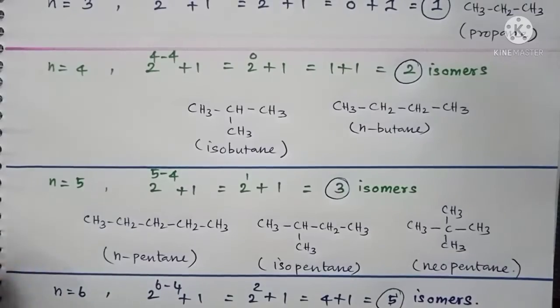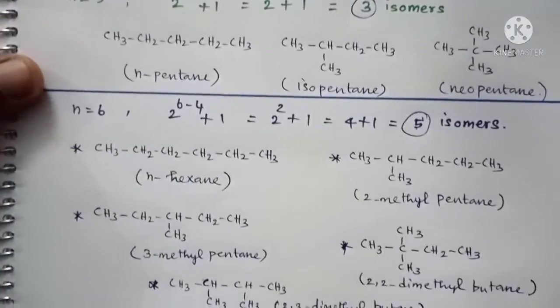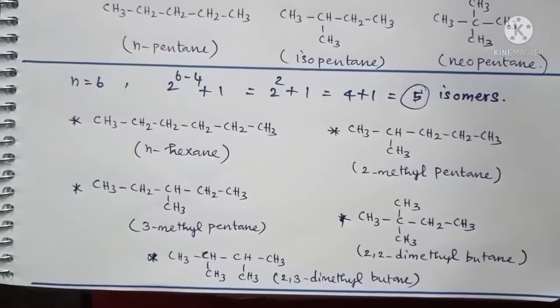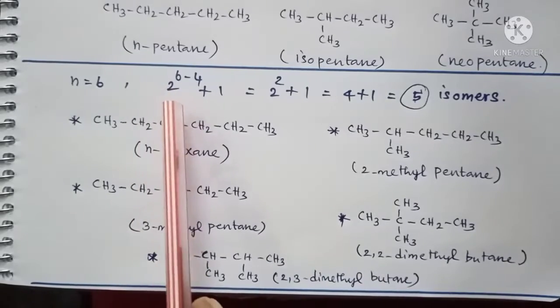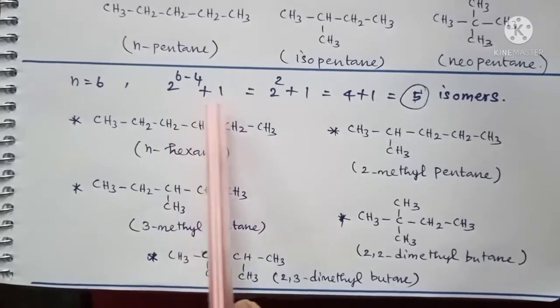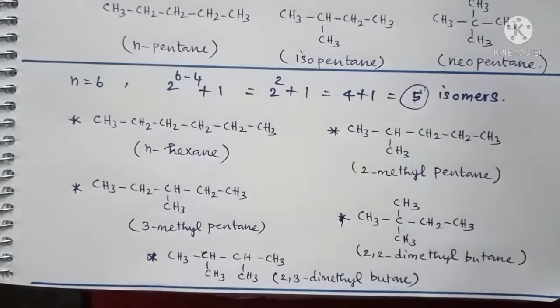Okay. Similarly, we can calculate for the other members also. Now I am going to calculate the number of isomers for an alkane with carbon number 6, which is nothing but hexane. Substitute that n value in the formula: 2 power 6 minus 4 plus 1. That is 2 power 2 plus 1, 2 power 2 is 4, plus 1. So I am getting 5, which means in case of hexane, there are 5 isomers possible.